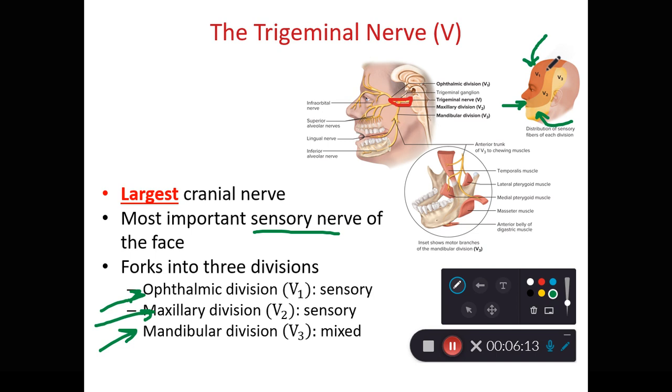So the ophthalmic division is going to be associated with the forehead, eyes, and nose. The maxillary division is going to be associated with the upper jaw, and the mandibular division is going to be associated with the lower jaw, or the mandible.